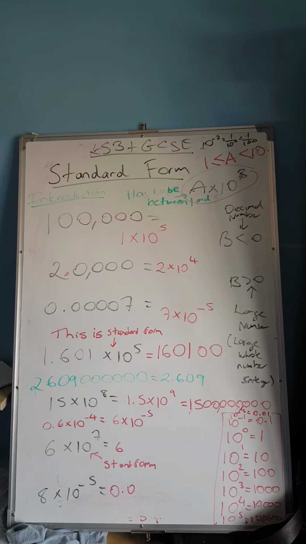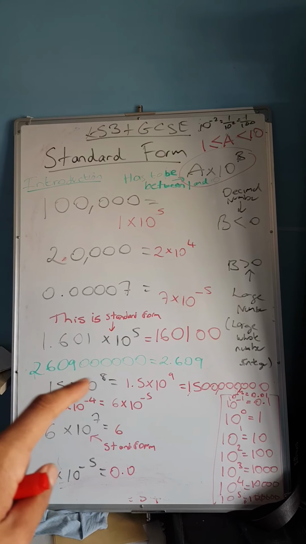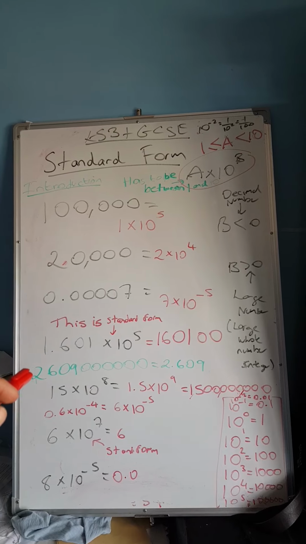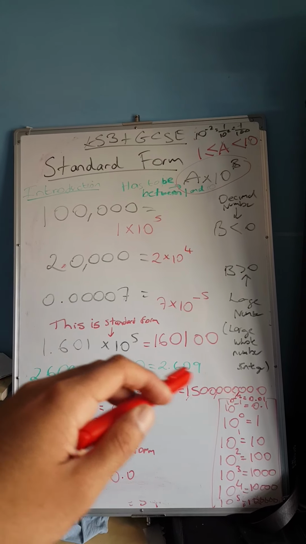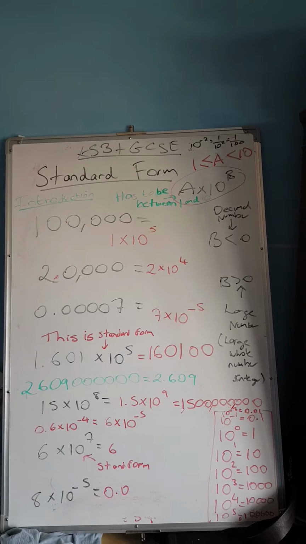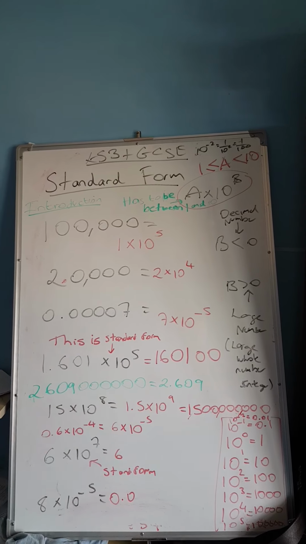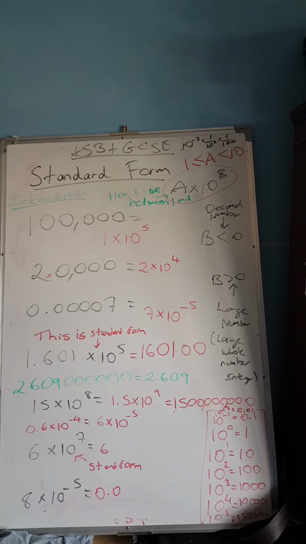Right, guys, last couple of examples. So this here is 1.061 times 10 to the 5. This is written in standard form. They might ask you in the exam to write the actual number itself. So all you do is just work it out, and it will be 160,100 is my answer.